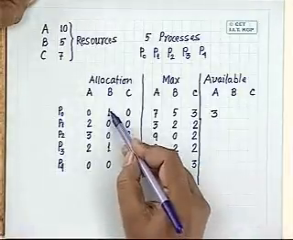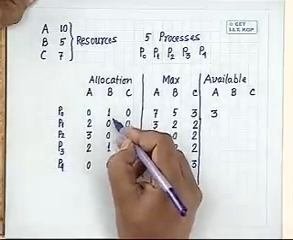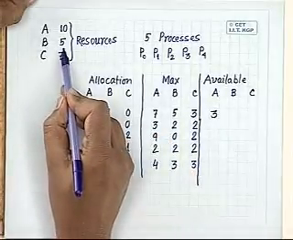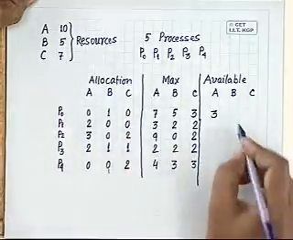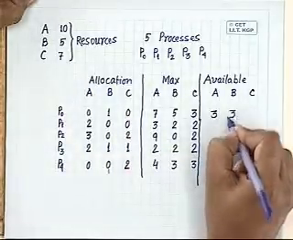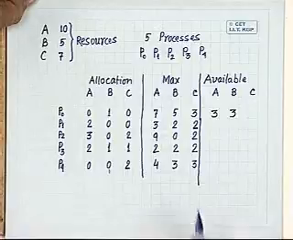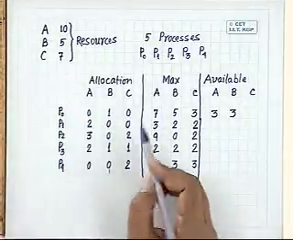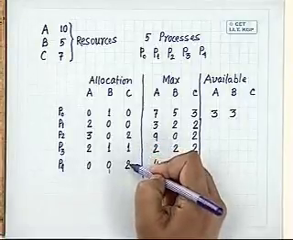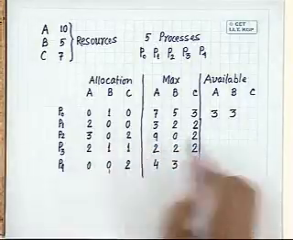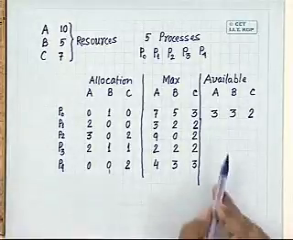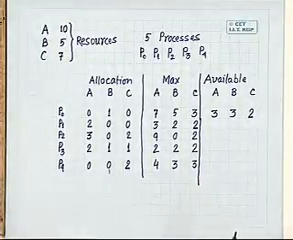Similarly, here you have 2 instances of resource type B which are allocated. The maximum number is 5. So 5 minus 2, we have 3 instances of resource type B available. Coming to C, the maximum number of resources is 7, out of which 5 are allocated. So the number of instances available of resource type C is 2. So this becomes the available vector.